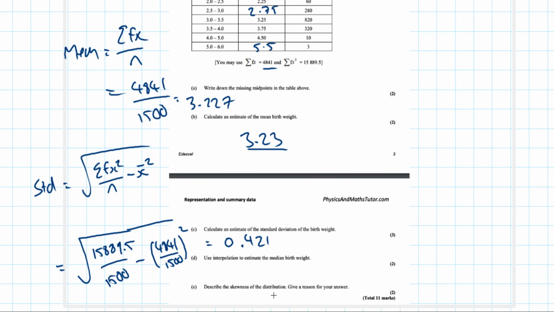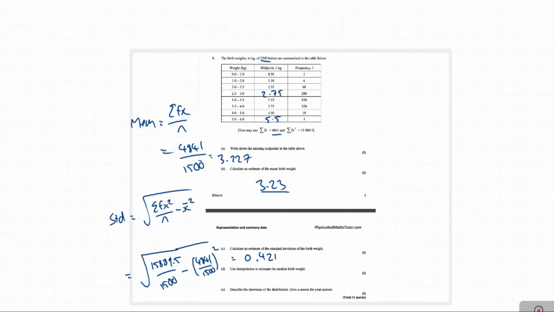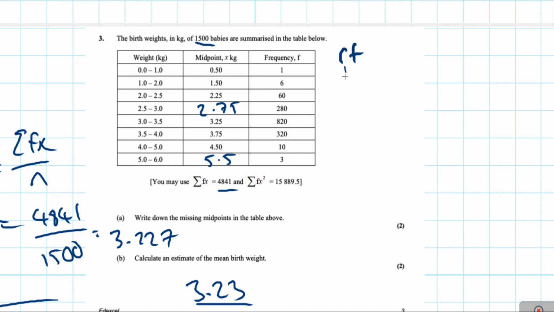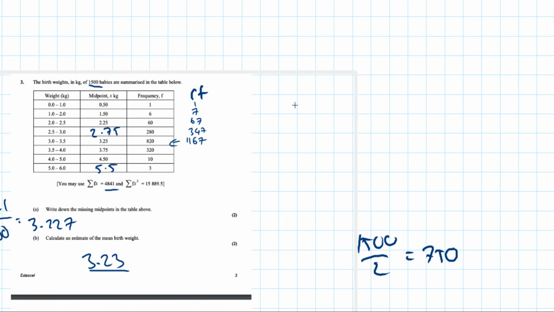Use linear interpolation to estimate the median birth weight. So we do 1,500 divided by 2, which is equal to 750. Then we do a cumulative frequency to find which class the 750 value comes into. So this is 1, 7, 67, 67 plus 280 is 347, plus 820 gives you 1167. So we know that is going to fall into the 3 to 3.5 class. So again, we use the formula for linear interpolation.